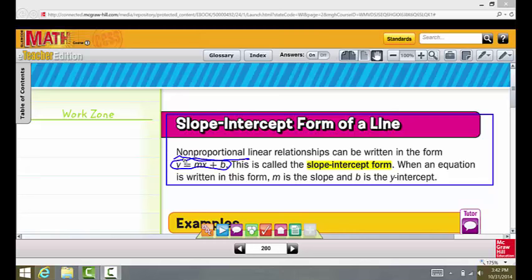The key thing to remember here is that in slope-intercept form, when an equation is written in that form, the m is the slope. So right here is the slope of the line, and b is the y-intercept. So right here is the y-intercept. So we can take a look at this and recognize that this right here is our slope, and this right here is our y-intercept. Okay? Make sure you have this in your notes, please.